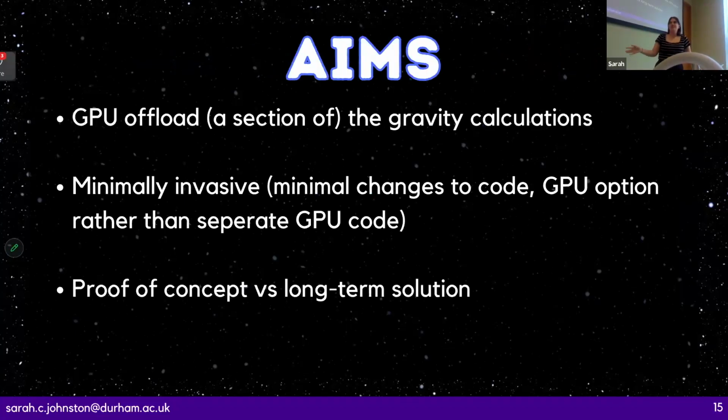So the point of my PhD was to GPU offload a section of the gravity calculations. And the idea was we probably weren't going to manage to get everything done in gravity because there's a lot of different functions, but we start somewhere and we see how far through we get. And every time we tick something off, we add another one onto the list. The aim was also to be minimally invasive, so to create the fewest amount of changes to the code and to make this an option that you could run Swift with a GPU rather than it must be run with a GPU and it's going to be a completely separate code.